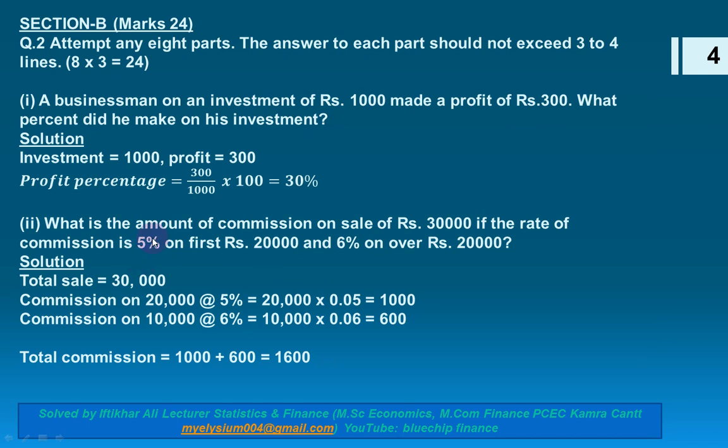Question number 2, what is the amount of commission on sale of rupees 30,000 if the rate of commission is 5% on first rupees 20,000 and 6% on over rupees 20,000? So if total sales is 30,000, on first 20,000 there is 5% commission, so 20,000 multiplied by 0.05 equals to 1000, and on rest of 10,000 there is a commission rate of 6%, so 10,000 multiplied by 0.06 equals to 600, and total commission is 1600.